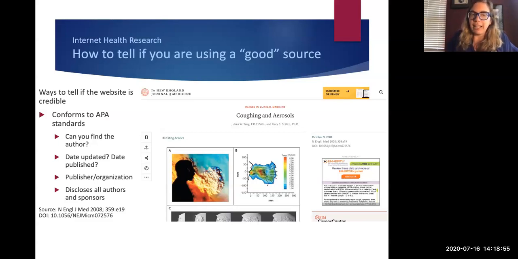And one of the last things is all of the authors are included and all of the sponsors are included. And this is something that in health research is always a really touchy subject. So big organizations often sponsor research so that the research will turn out in the way that they want it to. And so it's really important to think about who paid for the information to be in existence. That's why government agencies are typically more reliable, because the taxpayers often pay for that information to exist.